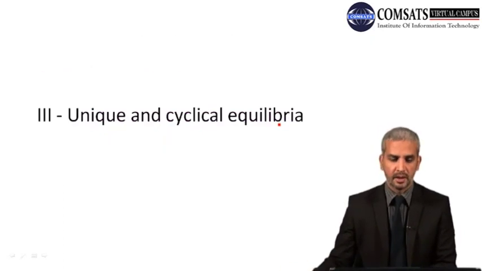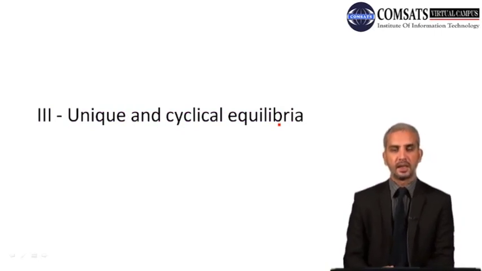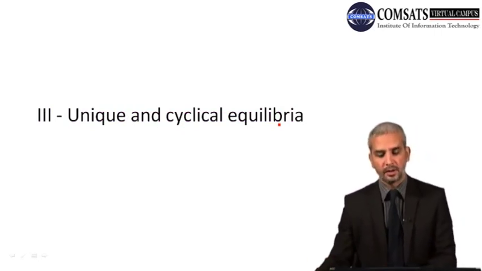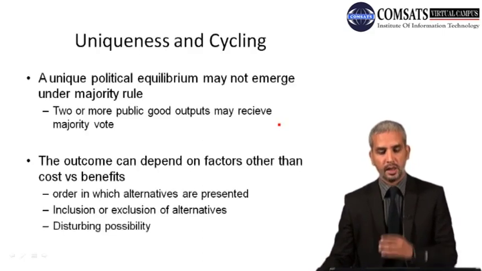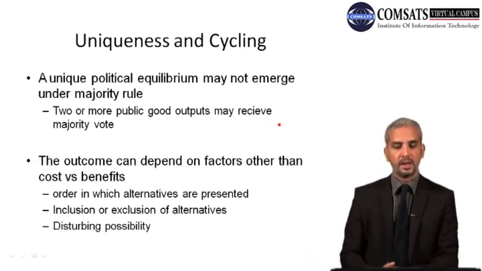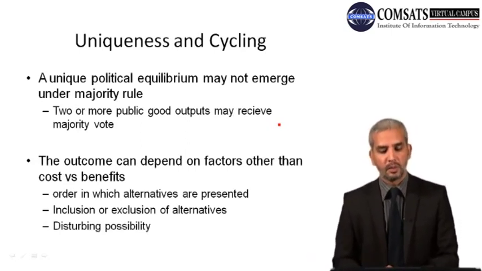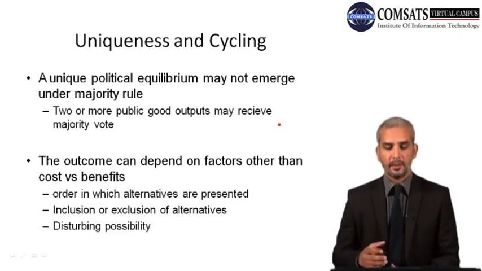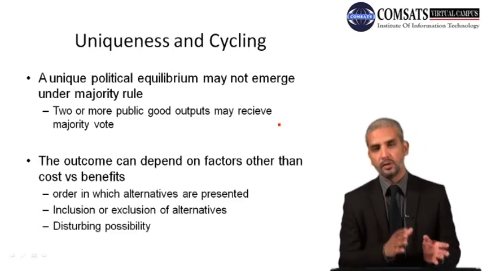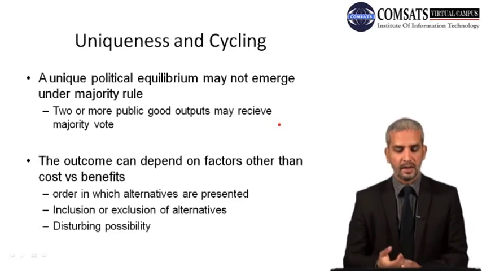So in this lecture we would be considering unique and cyclical equilibria, which would be a very interesting scenario to discuss and go through. Now a unique political equilibrium may not emerge under majority rule. Now when there are two or more public goods, good output may receive majority vote. Don't worry about it, because we would take this through examples to clarify the concept.